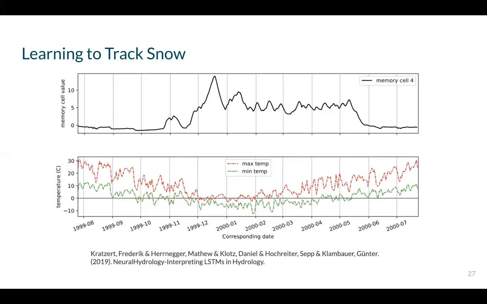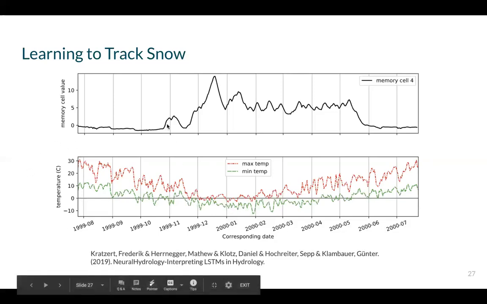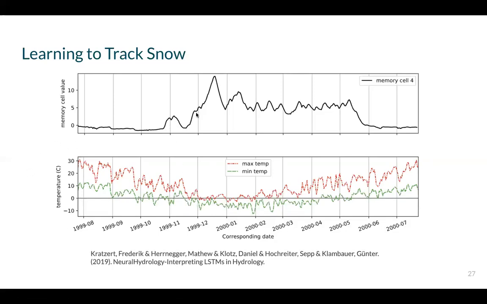In this case, it turns out there's a memory cell, and this one happened to be memory cell number 4, that the model learned it should keep track of something that stays very low during the summer months. Then as the temperatures get colder and colder, which is what we're plotting here in the bottom plot, and we start to have precipitation, which is not plotted here but was happening, this memory state goes up. It tracks very high for a while, and then ultimately, as we get into warmer times, it moves back down again.